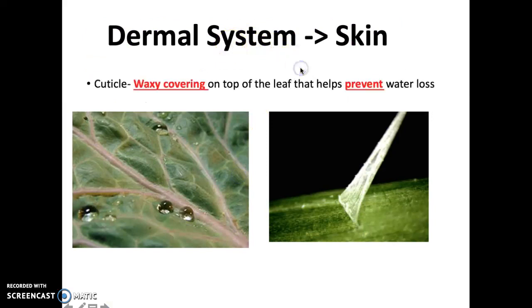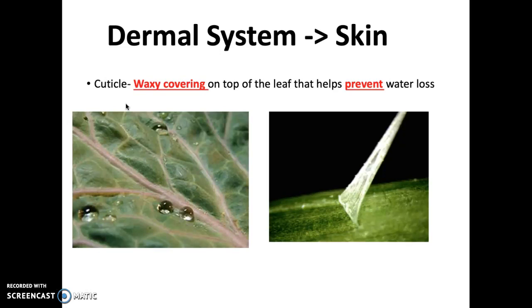So the other system that we have here, and I forgot to mention this one at the beginning, is the dermal system. It's kind of like the skin of the plant. And they have what is called a cuticle layer. The cuticle layer is kind of like a very waxy cover that plants have on top of the leaves. And what that does is help them prevent any water loss.